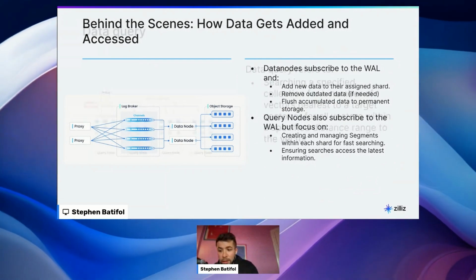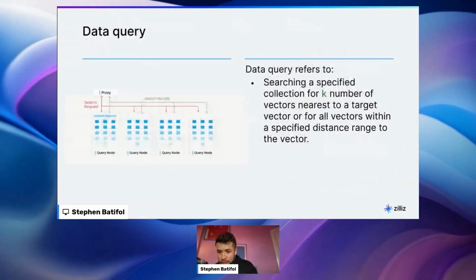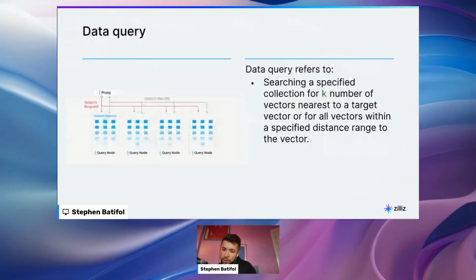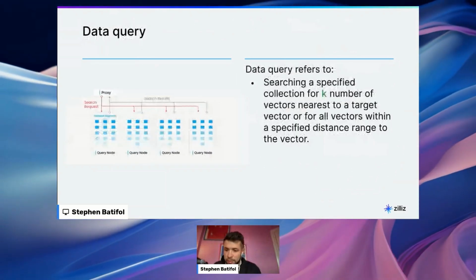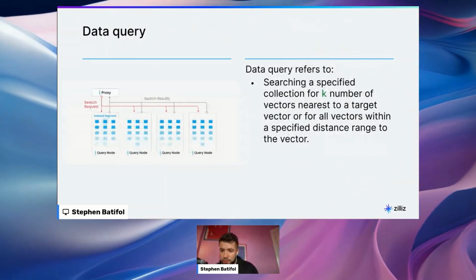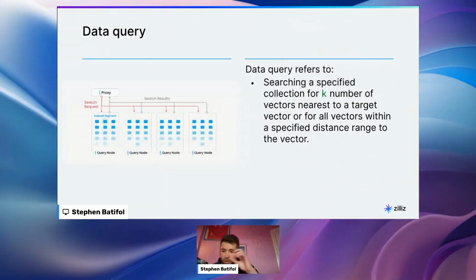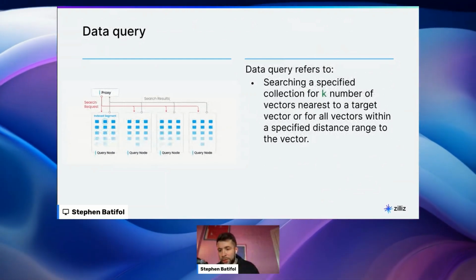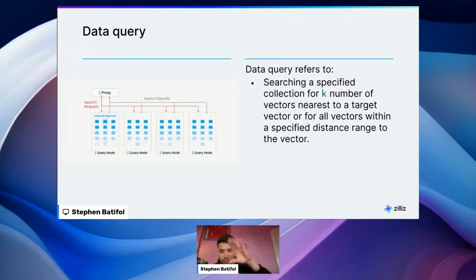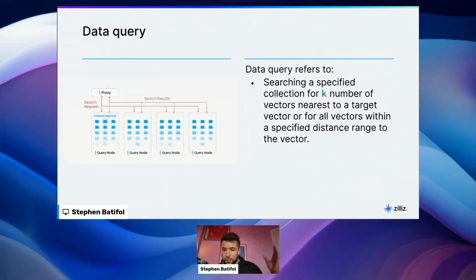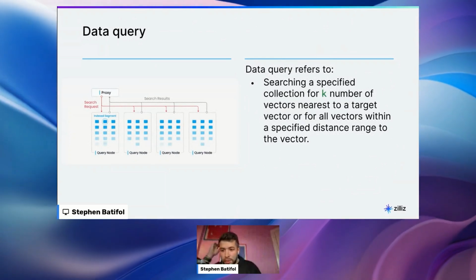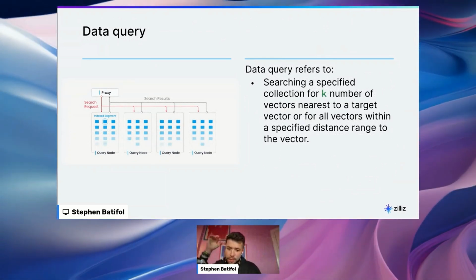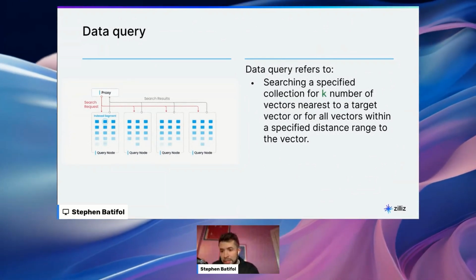Then you have the data query, which, as I said before, helps you search through your data and gives you results. So this one is really going to search through different collections for a k number of vectors that are near a target vector, or all the vectors within a specific range, depending on your data query. So yeah, basically that's how it works.